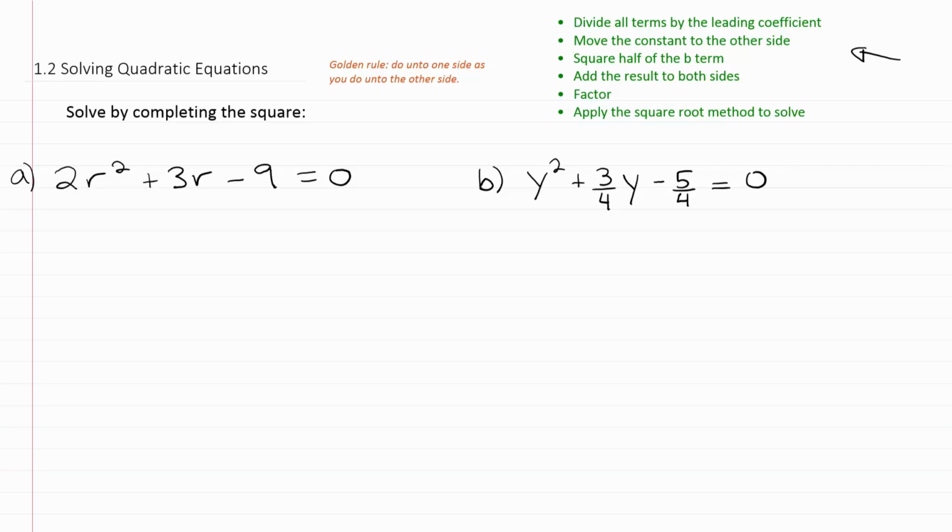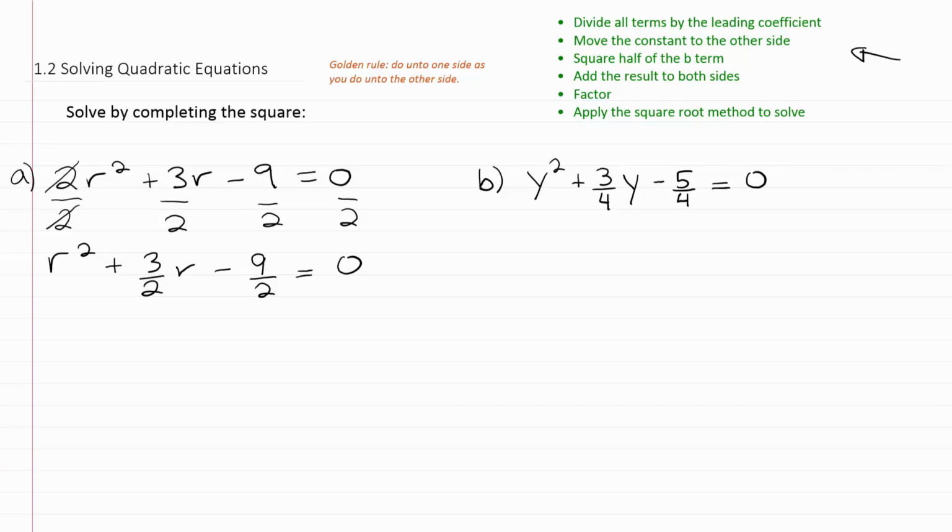So in example A, the leading coefficient is this value 2. If we divide all the terms by 2, it means we divide each of these by 2. Now 2 goes into 2 one time, leaving you r squared. So those cancel out. Then we have plus 3 halves r, then minus 9 halves is equal to, 2 goes into 0, 0 times. All right, from here, the next step is to move the constant to the other side.